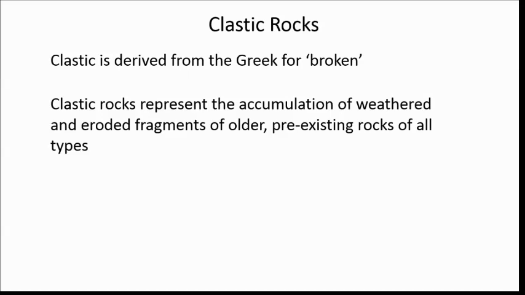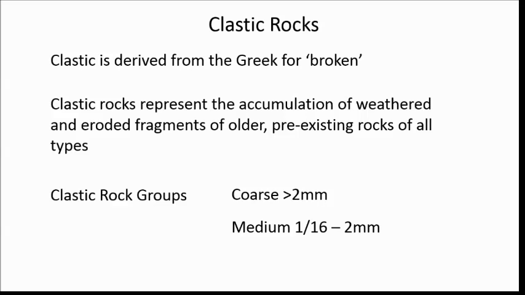So clastic rocks come from the Greek meaning broken. Clastic rocks are the accumulation of weathered and eroded fragments of older pre-existing rocks. The main definition of these clastic rocks are, first of all, if the average grain size is over 2 millimeters, then it's regarded as coarse. If the size is between 1/16 and 2 millimeters, we describe it as medium. And finally, if we can't see the individual clasts to the naked eye, we regard that as fine-grained clastic rocks.